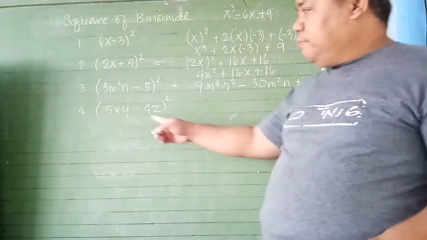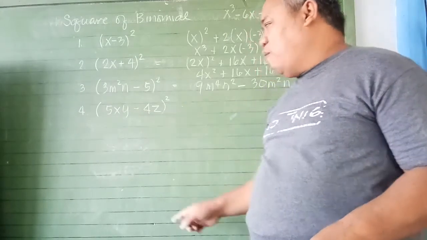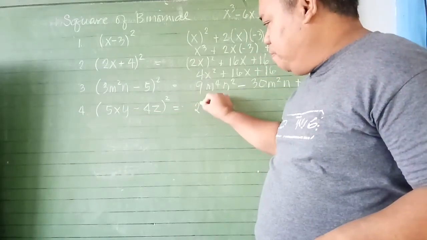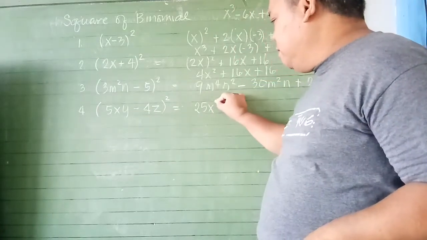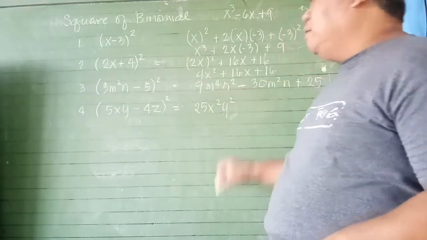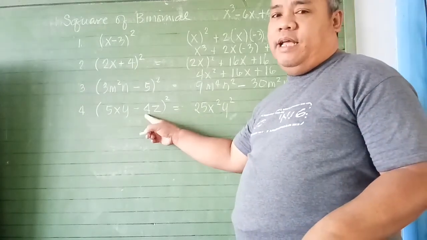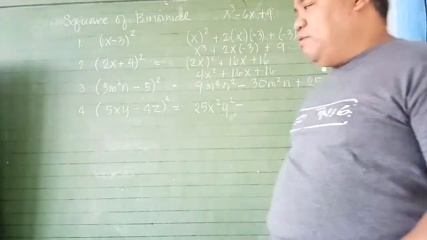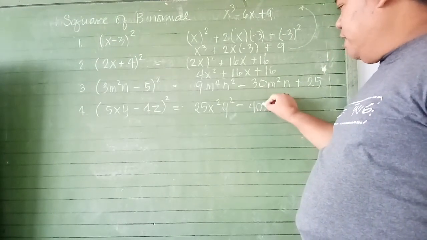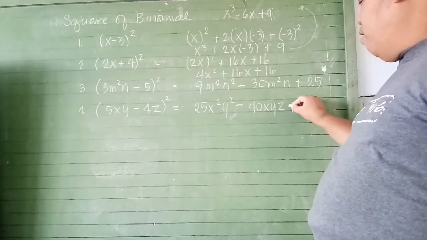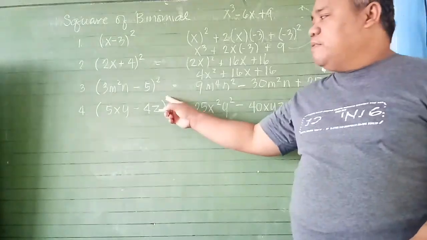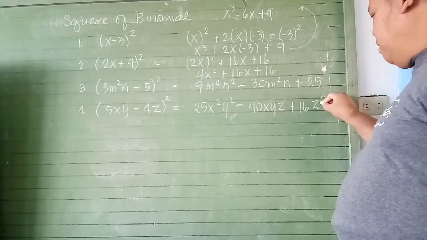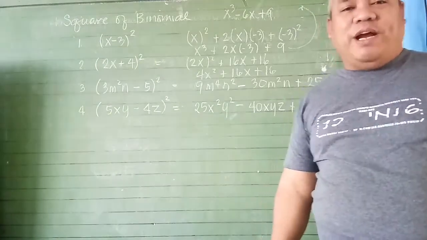Now, what about this one? 5xy minus 4z squared. So, the square of 5 is 25. Then the square of x is x squared. The square of y is y squared. Now, 2 times 4 is 8, times 5 is 40. Minus here, because the operation between the two is minus. So that's 40xyz. Now, as I said, the last term is always positive. The square of the last term, the square of 4, is 16, and the square of z is z squared. So that is for the square of a binomial.